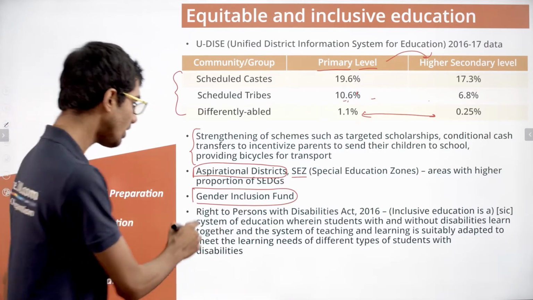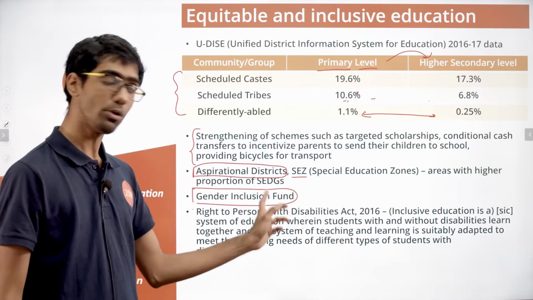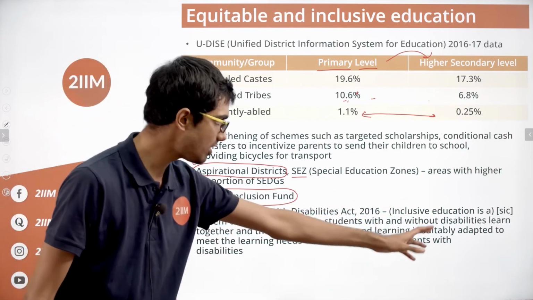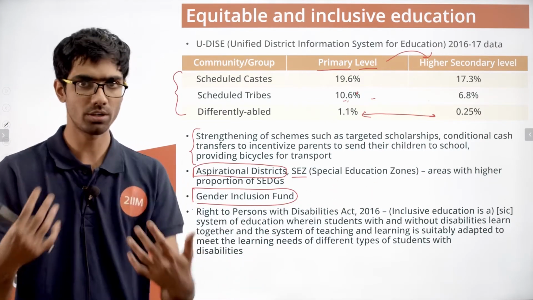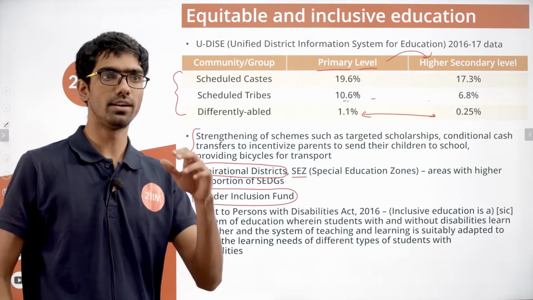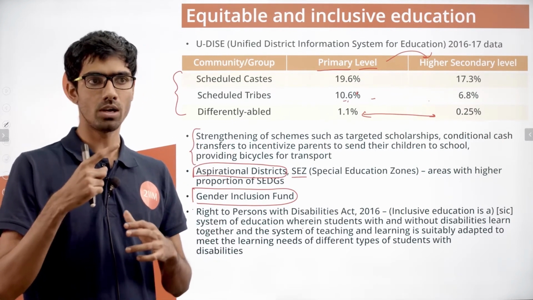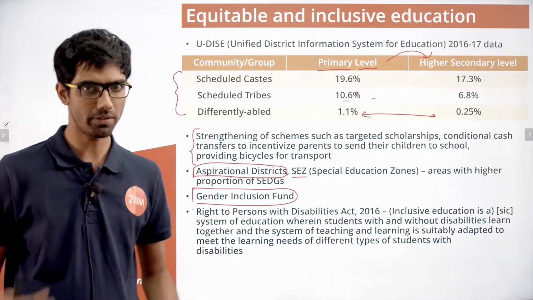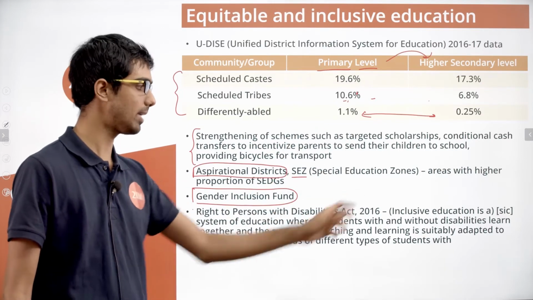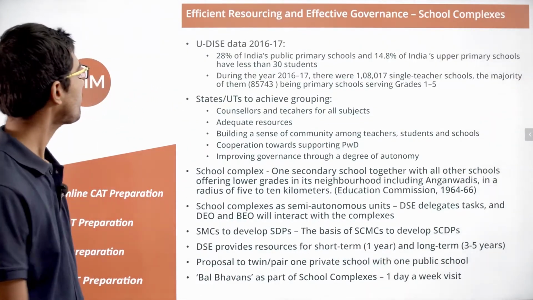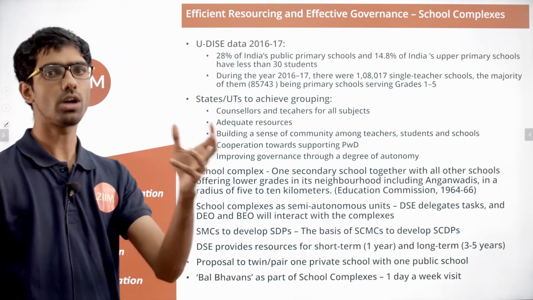And then the final one is again the Persons with Disabilities Act. The Right to Persons with Disabilities Act clearly states that inclusive education is one wherein students with and without learning disabilities can continue to learn together in harmony and synergy. So differently able students should not come with a sort of backlog just because they are differently able. That's what the Act says, and this policy has enough and more mechanisms to put in place efforts for them.